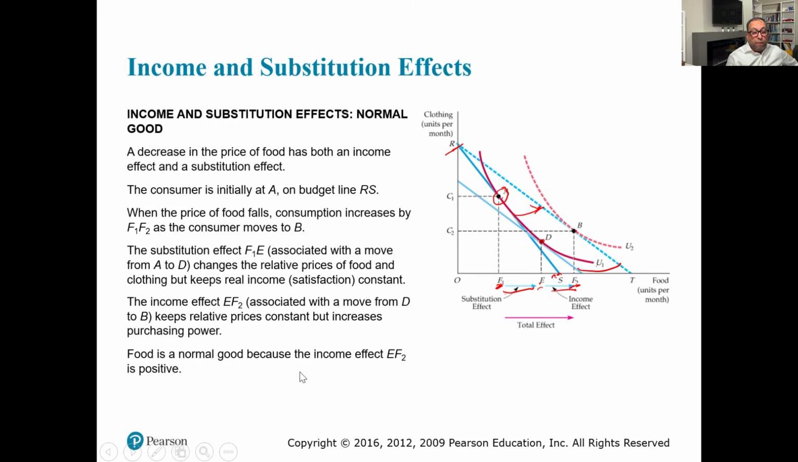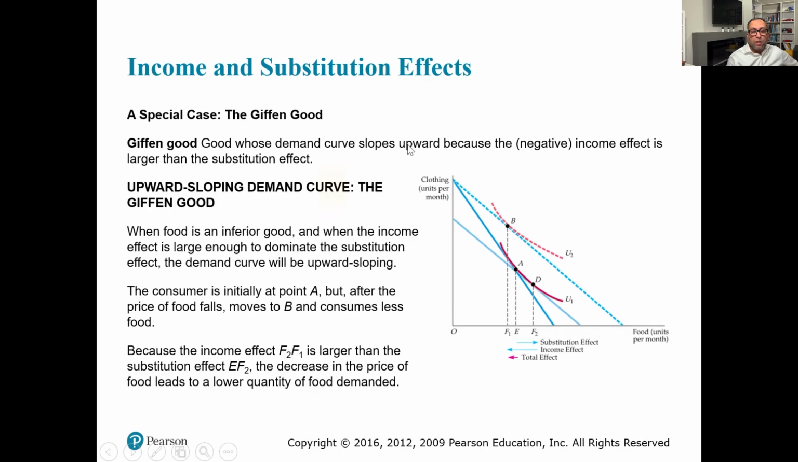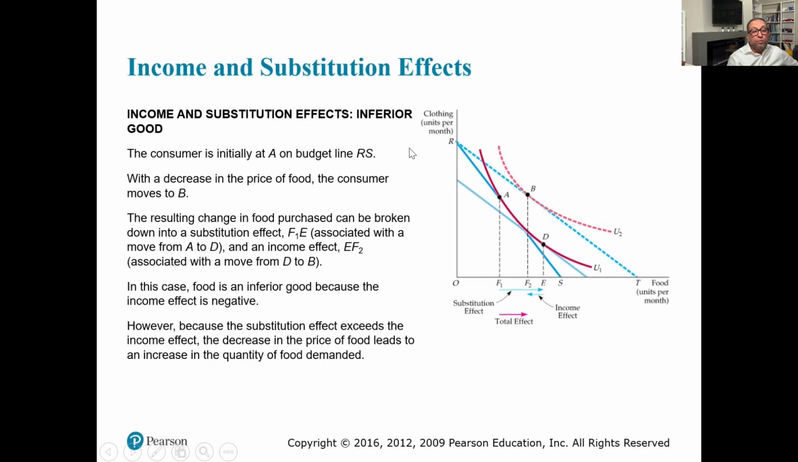For a normal good, the income effect is positive, so both are positive. But for an inferior good, the substitution effect is positive, from F1 to E, but the income effect is negative. The consumer is going to buy less of it, and that is the income effect that we see here.